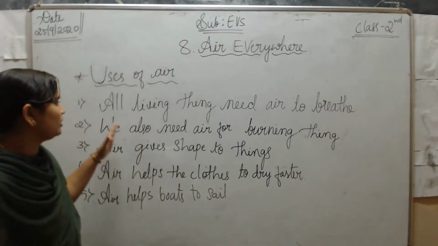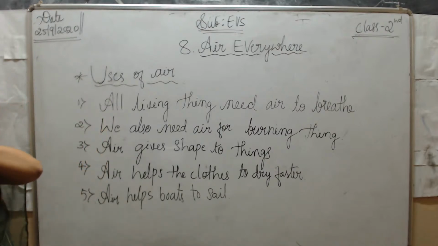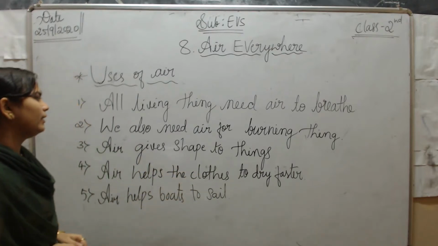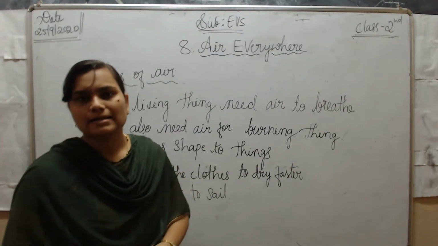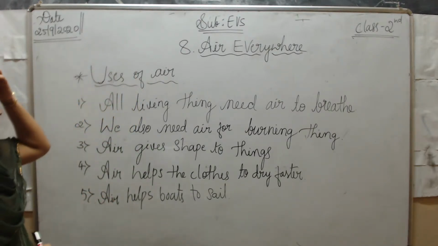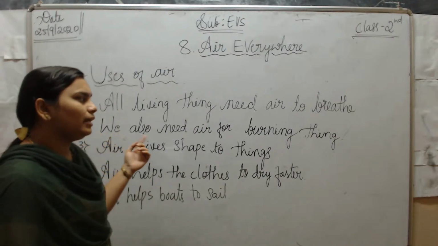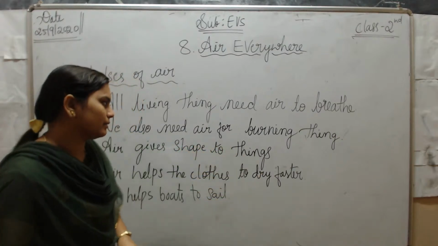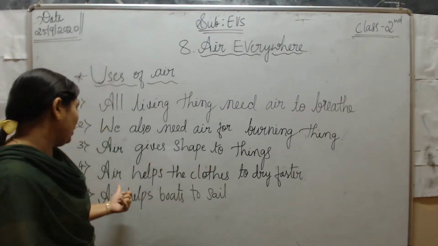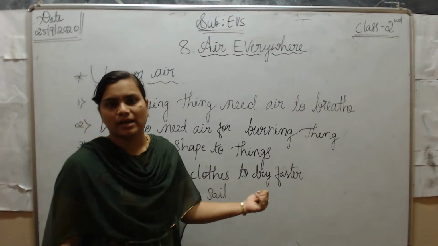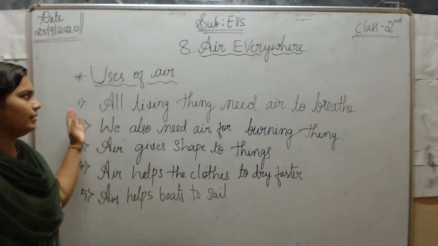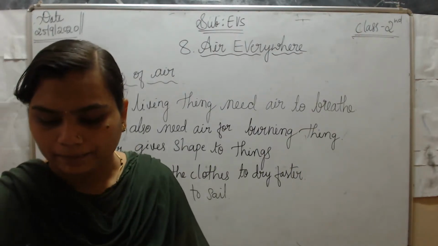These are the uses of air. What are the uses of air? All living things need air to breathe. All human beings, plants, animals, insects, all need air to breathe. And we also need air for burning things. The third one is that air gives shape to things. Air helps the clothes to dry faster. Air helps boats to sail. These are the uses of air.